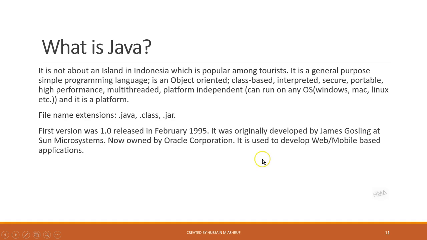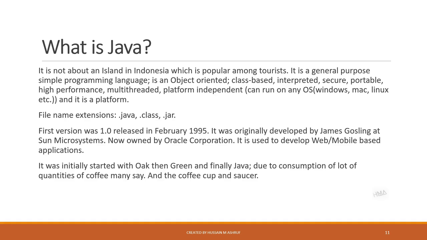The first version was 1.0, released in February 1995. It was originally developed by James Gosling at Sun Microsystems, now owned by Oracle Corporation. It is used to develop web and mobile-based applications. It was initially started with Oak, then Green, and finally Java. Due to the consumption of a lot of coffee, many say, the coffee cup and saucer, both are a part of the Java logo. For the latest download, you can always check java.com/en/download.